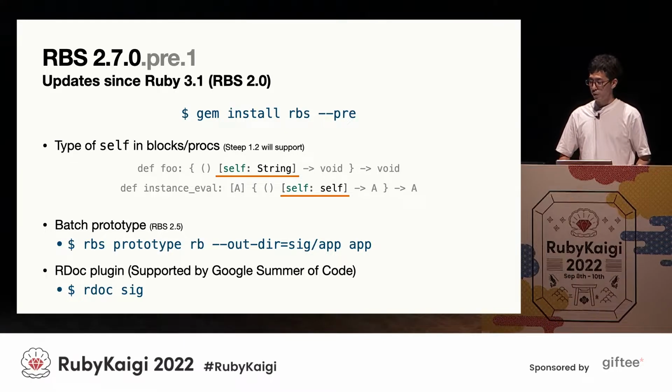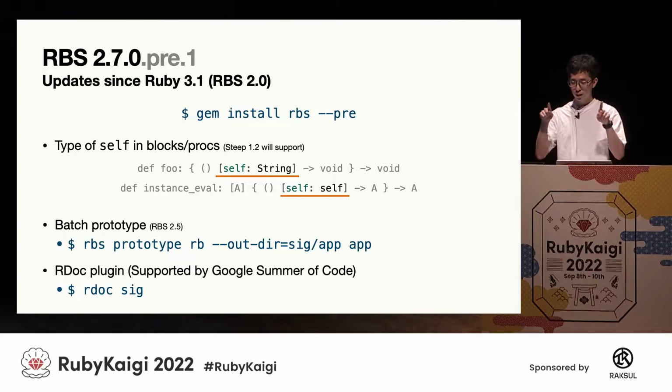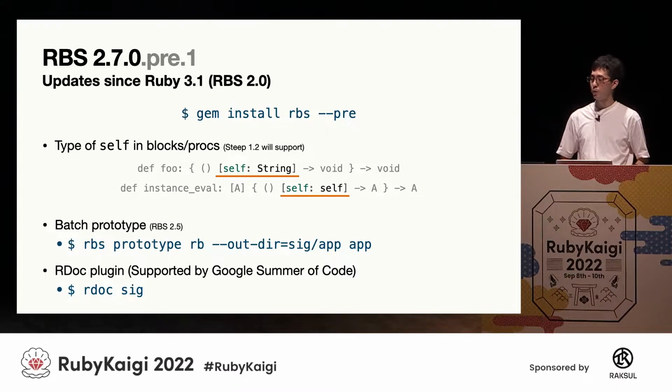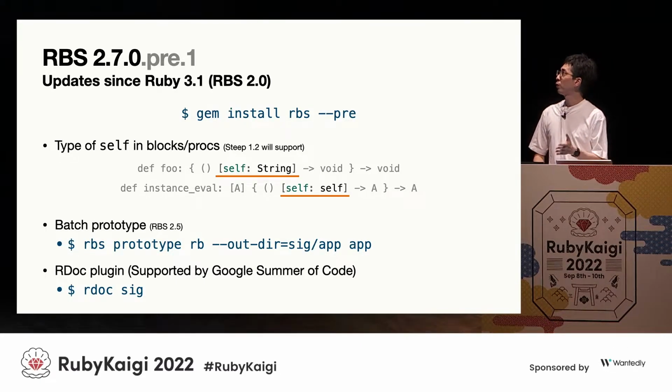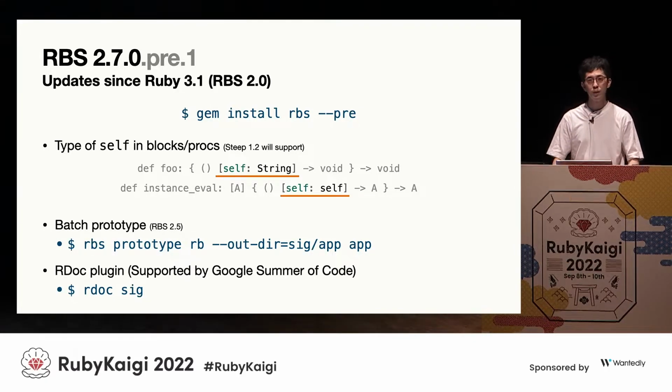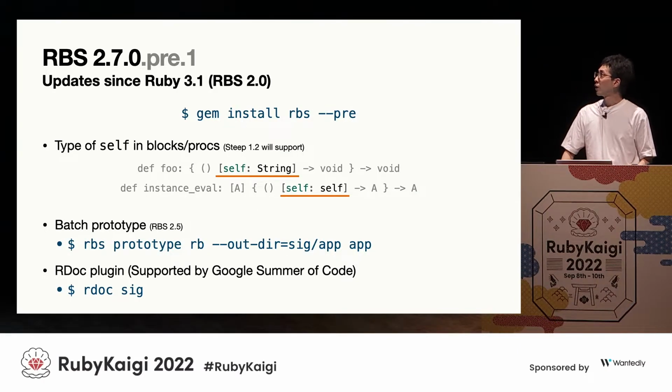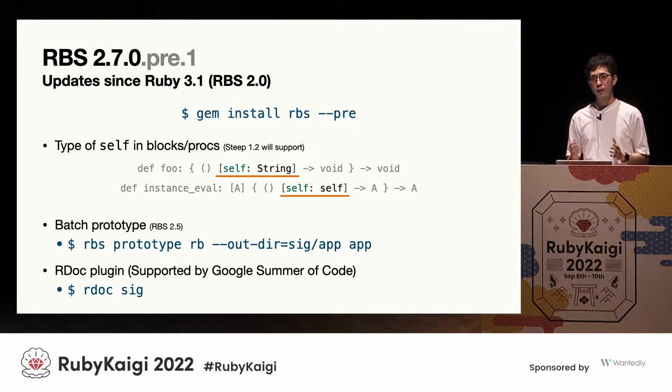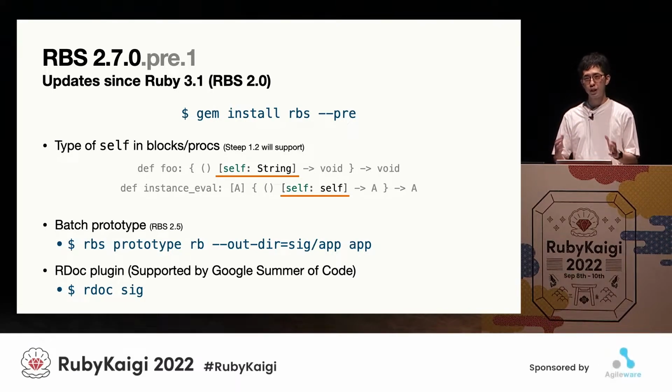There are 2 method definitions here. The foo method receives a block, and the square bracket is to specify the type of self inside the block. So in the foo method, self is String inside the block. This is especially useful for the type of instance_eval. The first self is a keyword, and the second self is the type of the receiver.